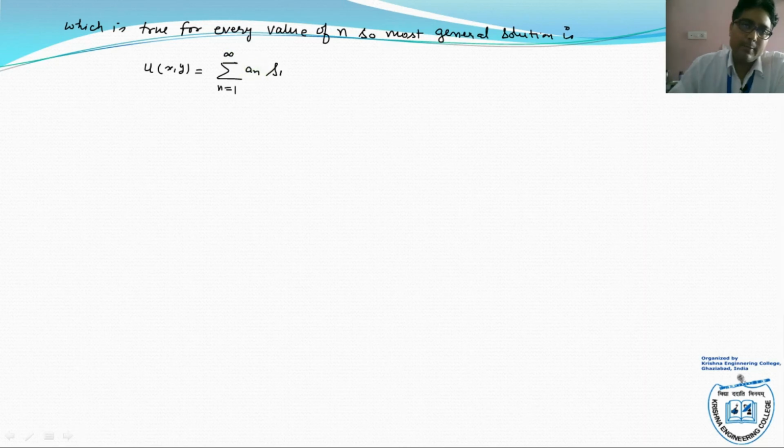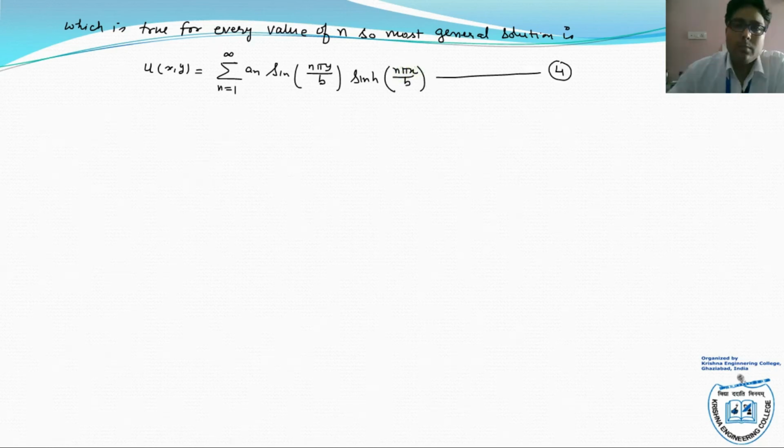So the most general solution is u(x, y) equals the summation from n is equal to 1 to infinity an sine n pi y by b into sine hyperbolic n pi x by b. This is the equation number 4.